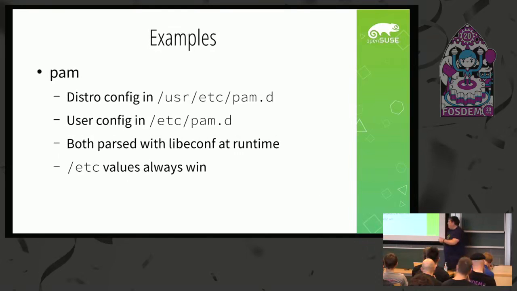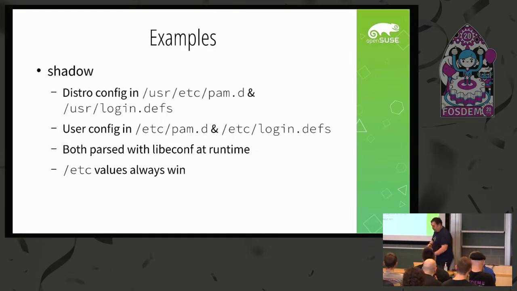There's a number of examples where we've already got applications moving across to it, like PAM. PAM upstream has had libeconf support since 3 or 4 months ago, I think now. So in openSUSE, we've already packaged it up with this. So /usr/etc/pam.d has all of your PAM configs. Then user config can be in /etc/pam.d. Both get parsed at runtime, and /etc values always win. Nice, simple, done.